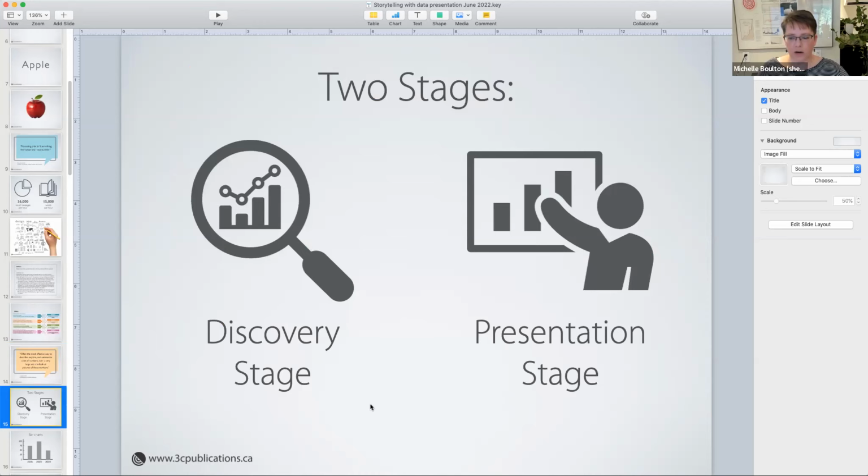And when you sit down with your data set and you're trying to figure out how to communicate that information in a chart, there's really two stages. The first one is the discovery stage, and that's usually the part that you do all on your own. That's when you're playing with the data, rearranging the data, doing all kinds of fun stuff, and just exploring.